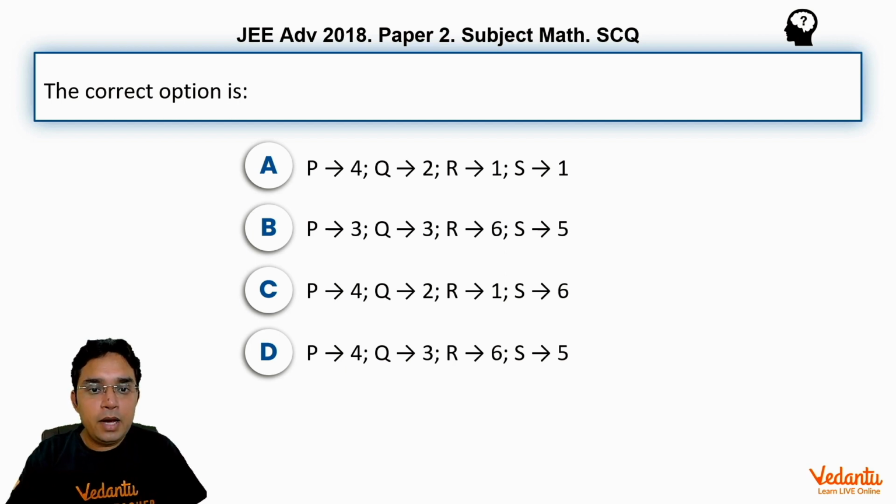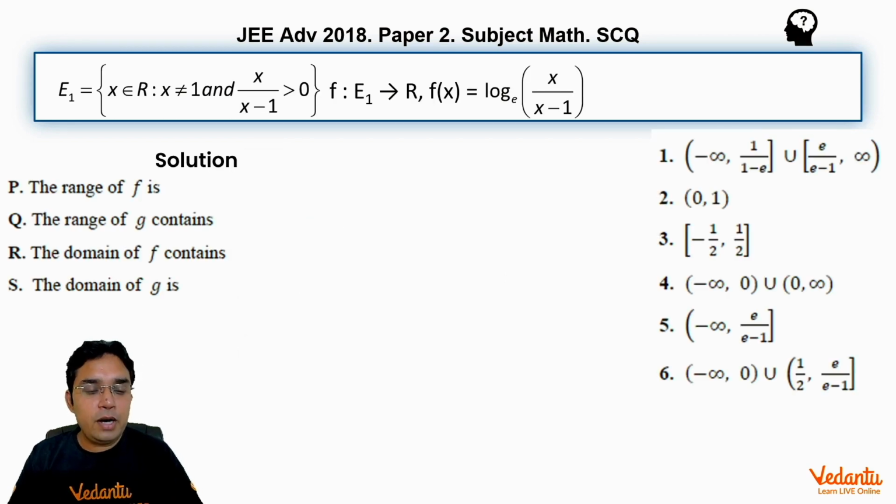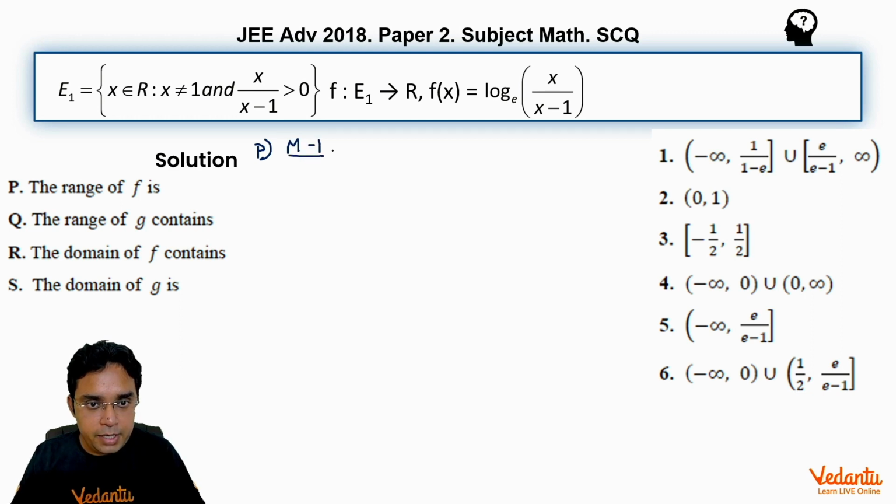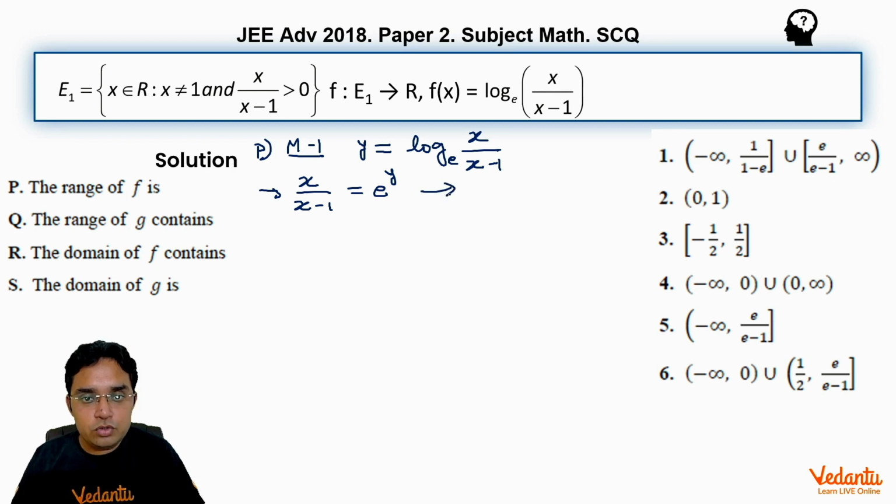Okay, let us see how to solve this question. So let us first solve P part, which is asking the range of f. To do this, I have two methods. So for P part, my method 1 is I can take this f(x) as y, then y is equal to log of x upon x minus 1 to the base e. And then we can write x upon x minus 1 is equal to e raised to the power y. And by use of componendo and dividendo rule, this x will be equal to e power y upon e power y minus 1.